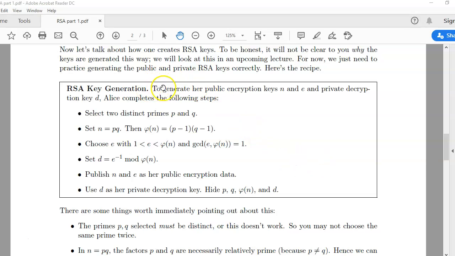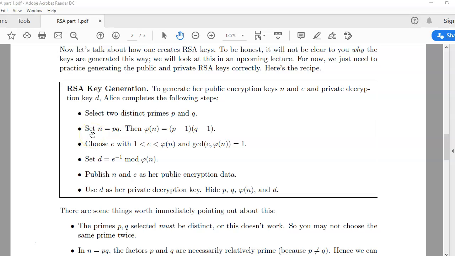How does Alice generate her public encryption keys N and E, her modulus and her public encryption exponent, and then her private decryption exponent D? Here's what she does. Step 1, she selects two distinct primes P and Q. They should be very, very large, a couple of hundred digits each. They should be big numbers, okay? And distinct means they got to be different. You can't choose the same prime twice. You got to choose two different primes, P and Q.